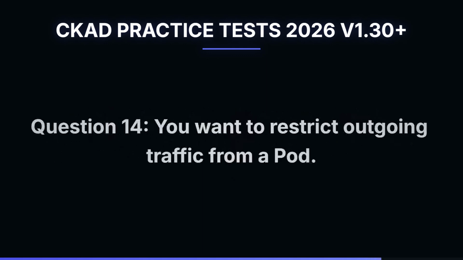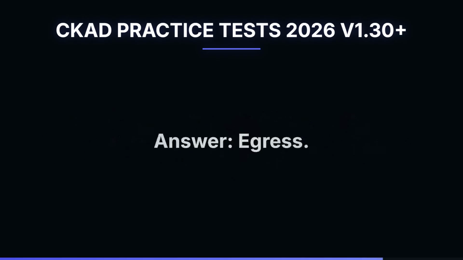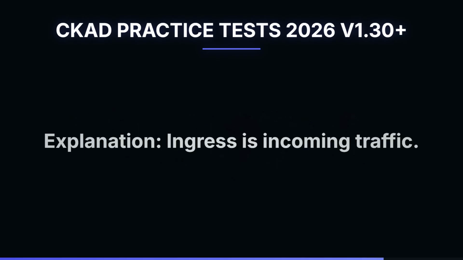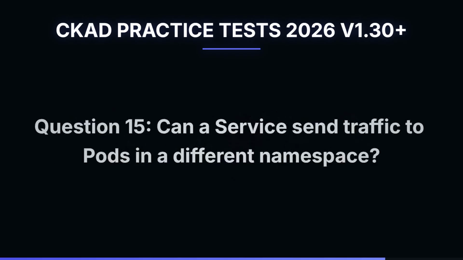Question 14. You want to restrict outgoing traffic from a pod. What is this called in a network policy? Answer: egress. Explanation: ingress is incoming traffic. Egress is outgoing traffic.